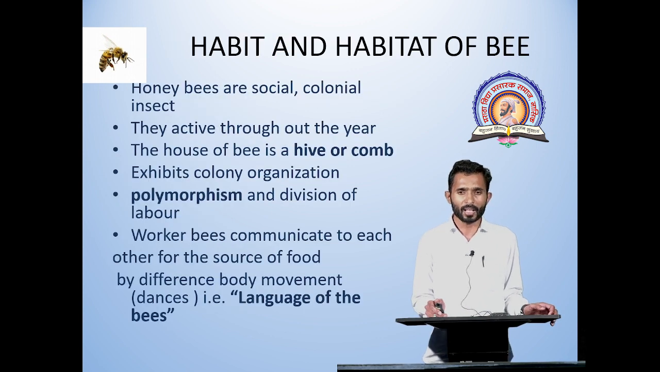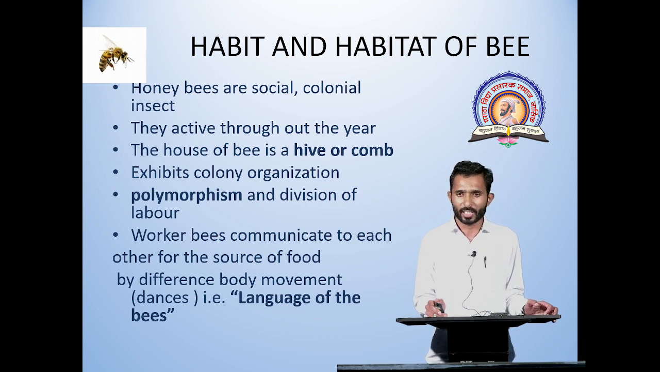Honeybees are reared in different habitats, so next is the habit and habitat of bees. Bees are social, colonial insects. That means they are present in a group, a colony, with a large number of bees. Thousands of bees live in a single hive or comb. So we say that it exhibits colonial organization.